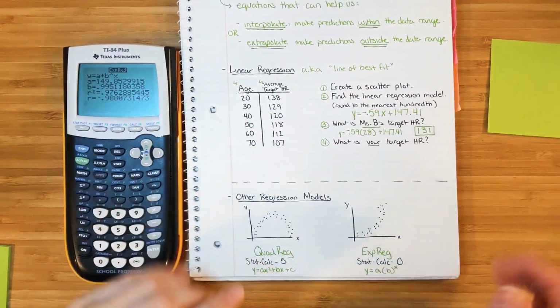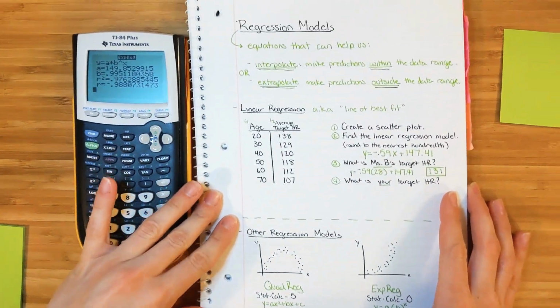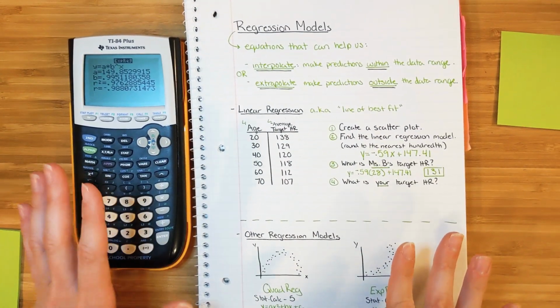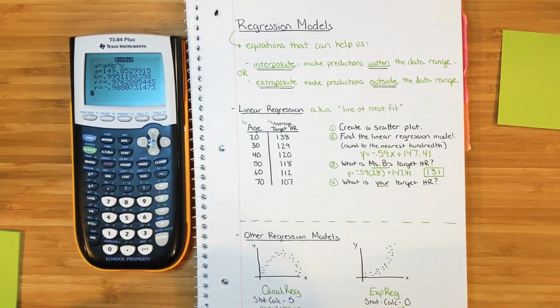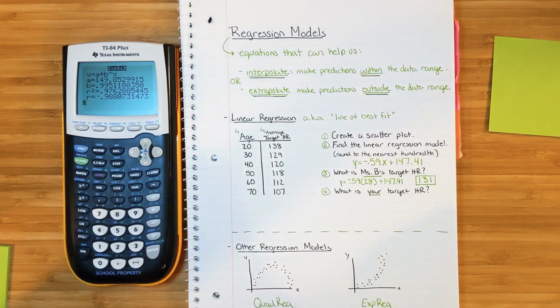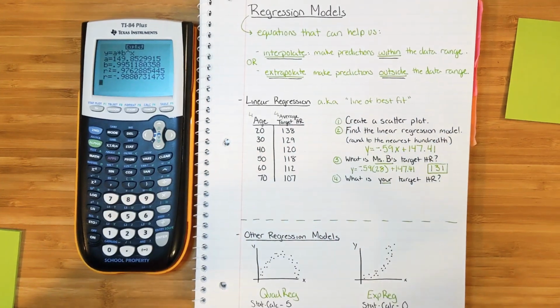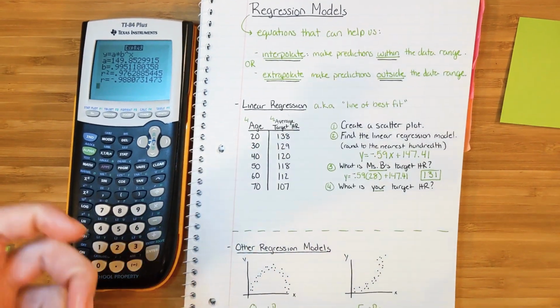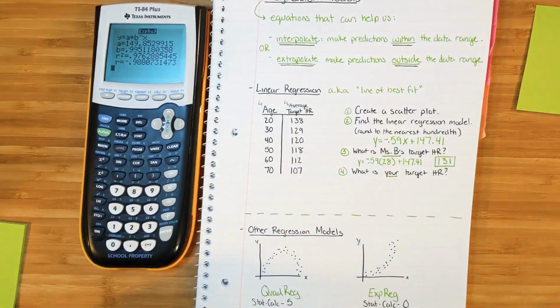So like I said, linear regression is the most common that you guys will see, but we do have other options down here. I'll be putting together some practice for you guys to help you not only find the linear regression models, but also use them to interpolate and extrapolate. And then in the future, we'll talk about how to compare the 3 different models and decide which equation is going to fit your data best.